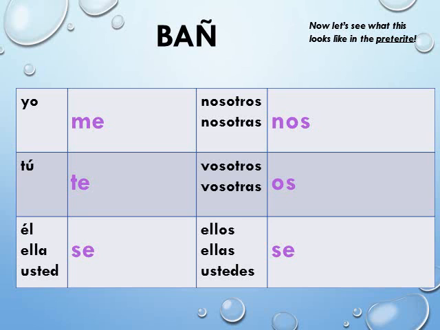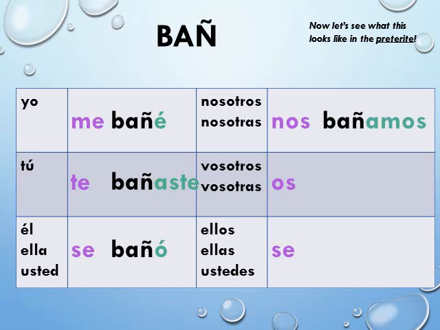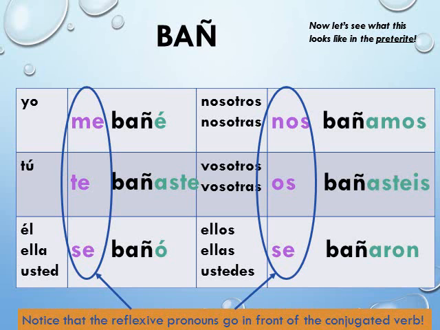Okay, so the yo form is yo me bañé. Tú te bañaste. Él se bañó. Nosotros nos bañamos. Vosotros os bañasteis, and ellos, ellas, ustedes se bañaron. Okay? So, notice again, reflexive pronouns go in front of the conjugated verb. All right?